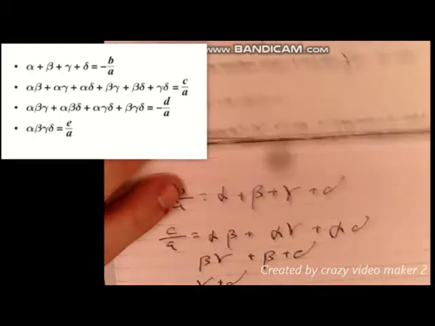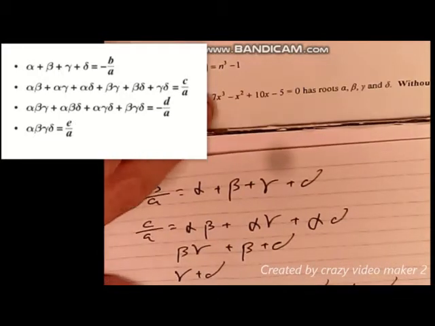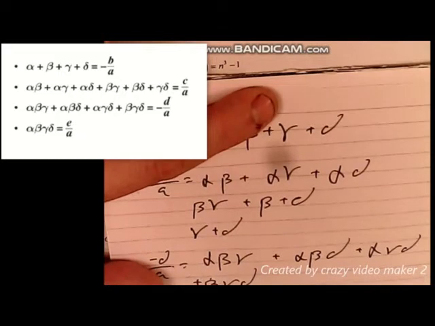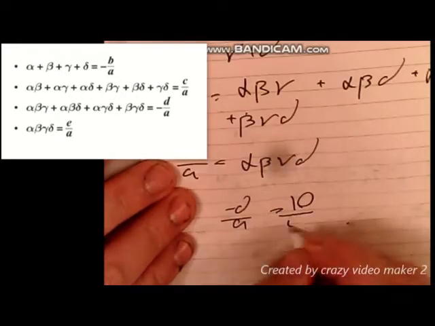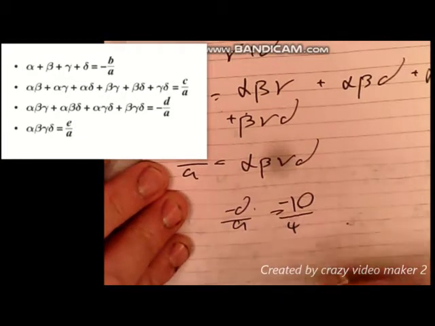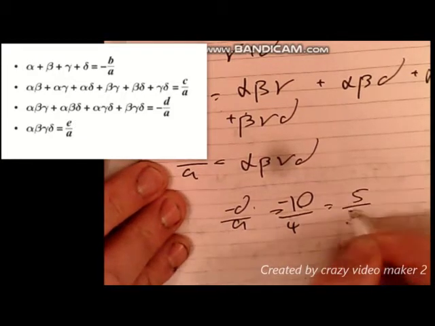So we go back to our question. a, b, c, d. So it's going to be 10 over, and a is 4. So it's going to be minus 10 quarters, which is going to be 5 halves.